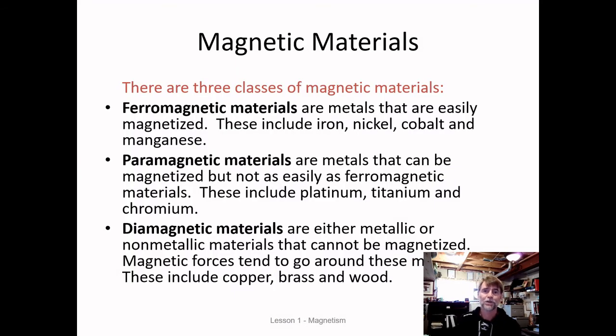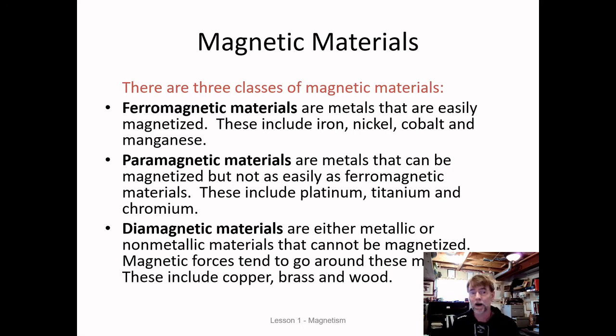So, first of all, 3 categories or classifications of magnetic materials. Just quickly, because ferromagnetic, that first word you see there, is a term that I will throw out once in a while. So let's just take a look at this. Ferromagnetic refers to metals that are easily magnetized, and we've got a bit of a list here. We've got iron, nickel, cobalt, and manganese.